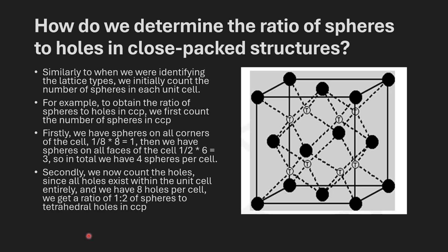So how do we determine the ratio of spheres to holes in close packed structures? Well, similarly to when we were identifying lattice types, we just count the number of spheres in each unit cell and then compare them. So, here in this case with our tetrahedral holes in a cubic close packed structure, we have the face-centered cubic, so we have 1, 2, 3, 4, 5, 6, 7, 8 on the corners, so that adds up to 1. And then we have 1, 2, 3, 4, 5, 6 on the faces, which adds up to 3, so 4 in total. And then we have 1, 2, 3, 4, 5, 6, 7, 8 tetrahedral holes fully within the structure. So there's actually 2 holes for every atomic lattice point, or whatever you want to call these.